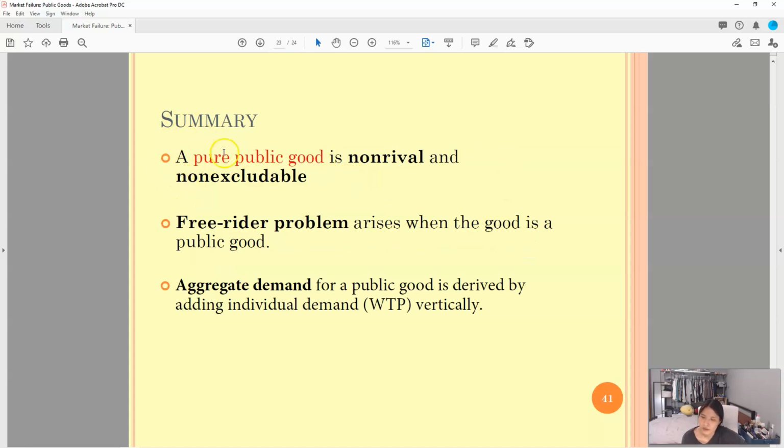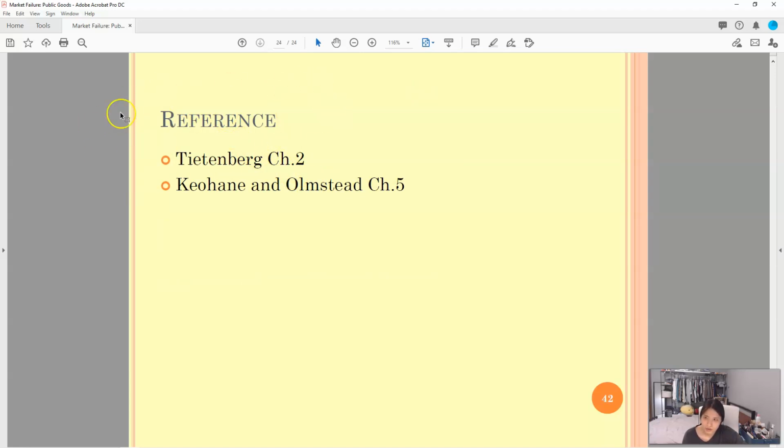So here is a summary for this video. A pure public good is non-rival and non-excludable, like air, national defense. Free rider problem arises when the good is a public good. Aggregate demand for a public good is derived by adding individual willingness to pay vertically at a certain amount of quantity, because each individual cannot change the quantity. Keep in mind. So here is the reference for this video.